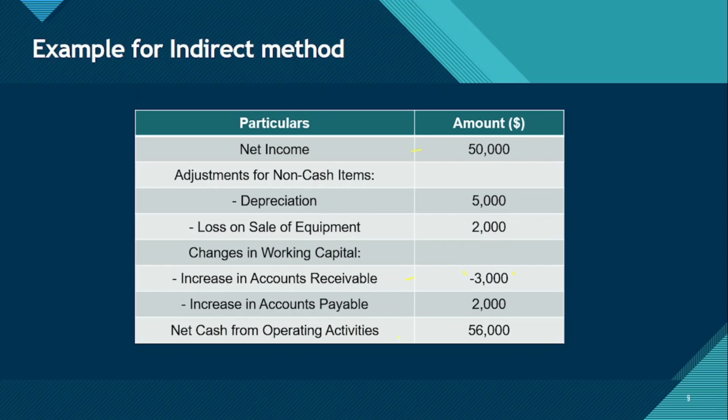So here is the net cash from operating activities. We start with the net income, plus depreciation we have to add, plus loss on sale of equipment we have to add. And we have to reduce the increase in accounts receivable, and we have to add the increase in accounts payable. So in this case, the net cash flow from operating activities is 56,000.